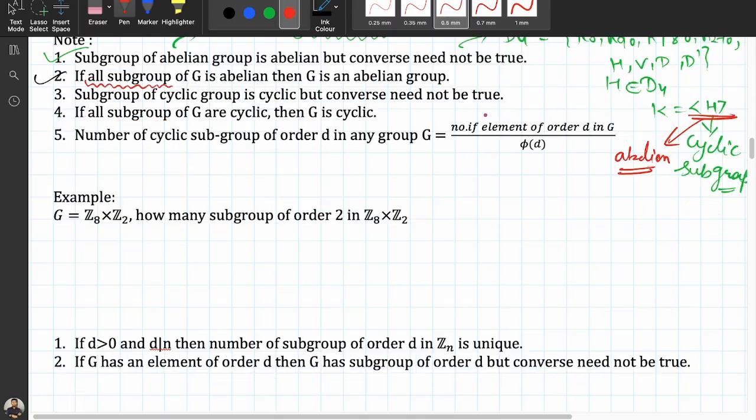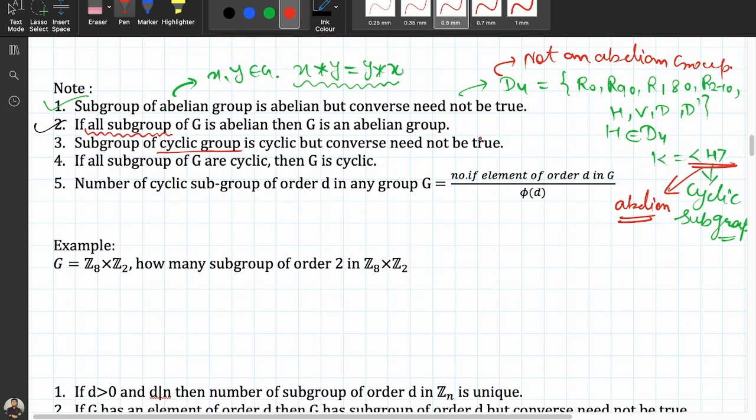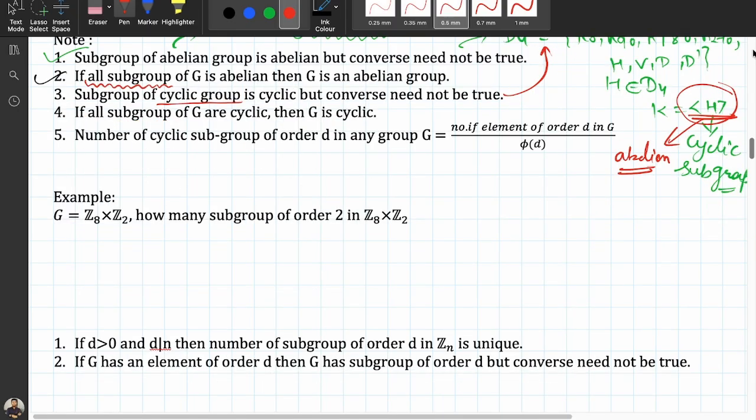Next, a subgroup of a cyclic group is cyclic, but the converse need not be true. It means we should give a counterexample for this. The converse may not be true. Simply, D4 is also the counterexample for this. It has a cyclic subgroup, but it is not abelian. If it is not abelian, then it is not cyclic. That's very simple. If all subgroups of G are cyclic, then G is cyclic.